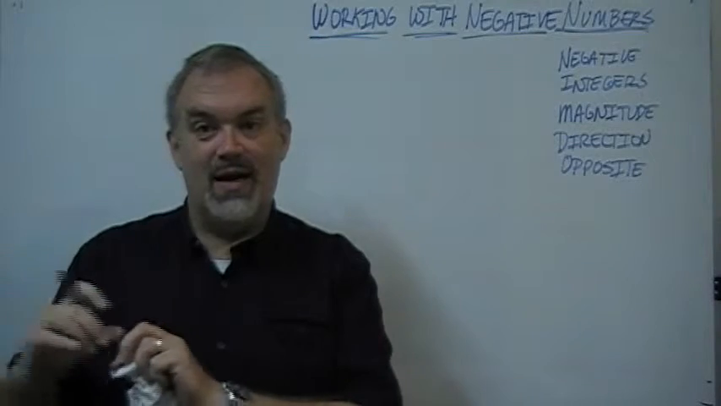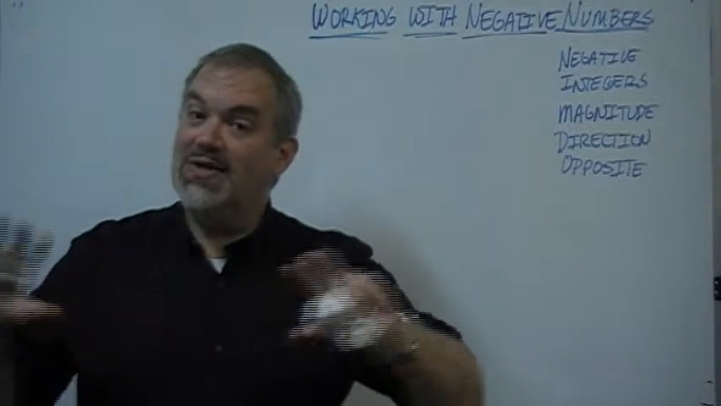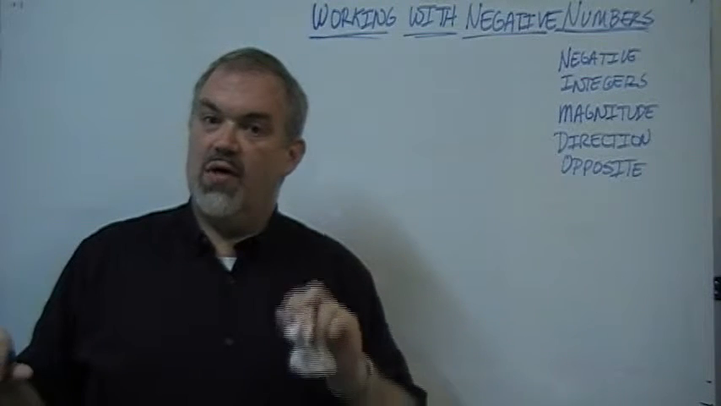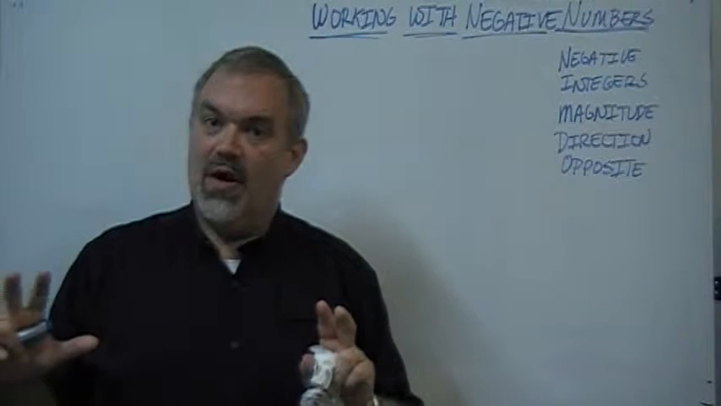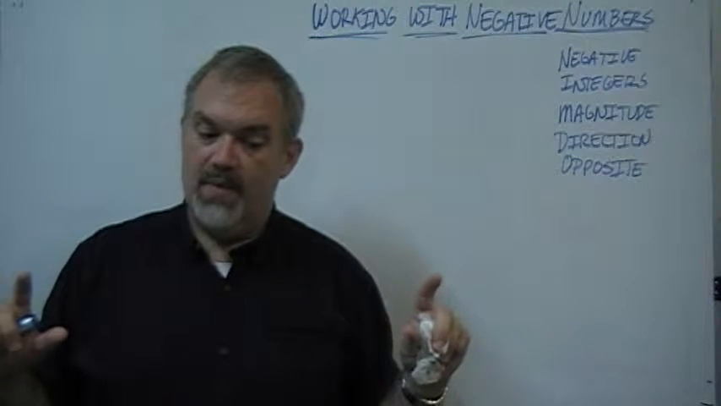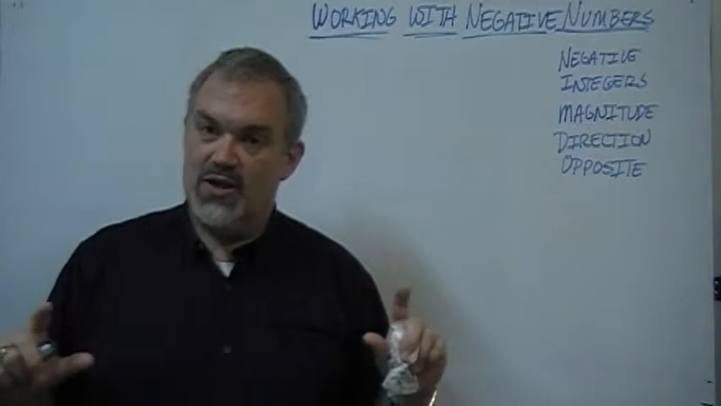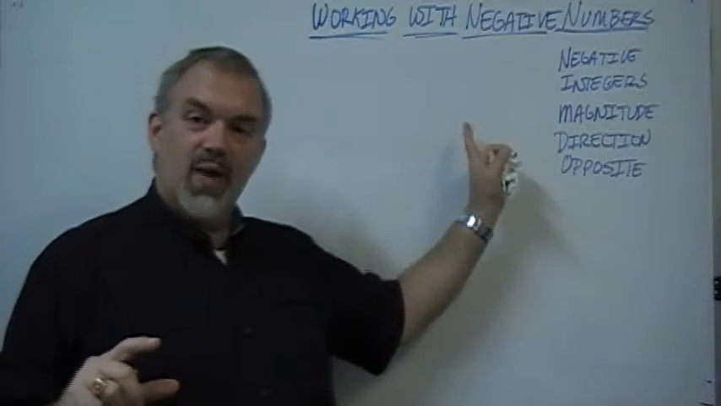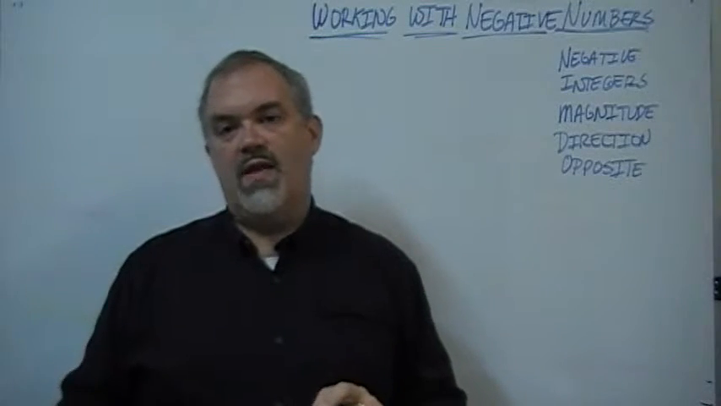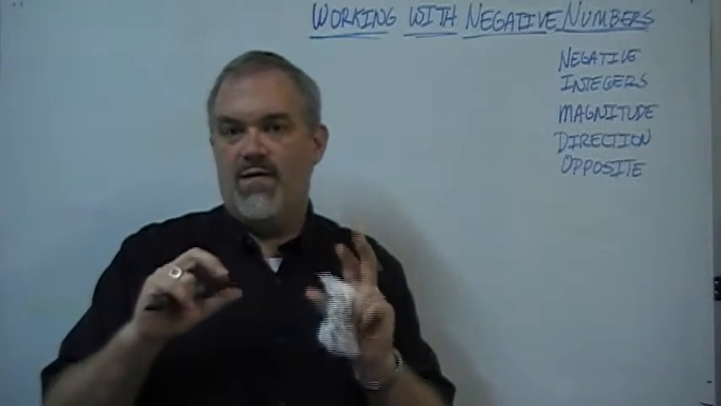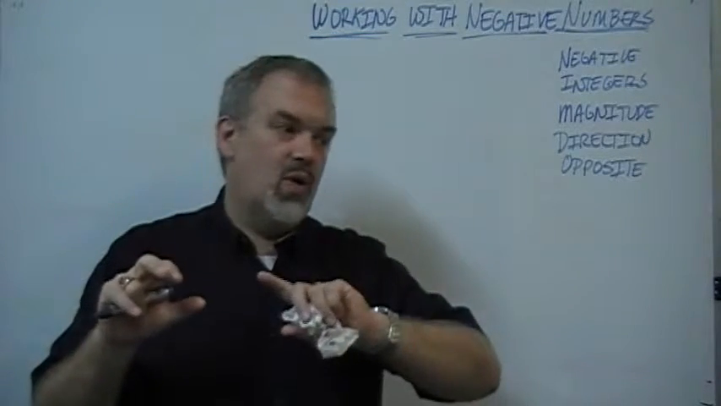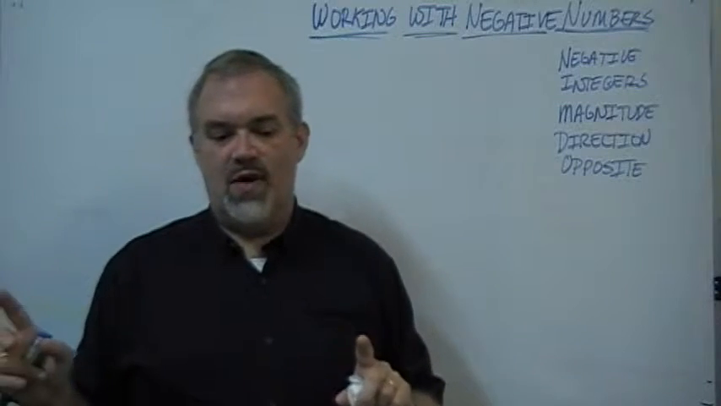The best way to think about magnitude is how far those numbers are away from 0. So 4 and negative 4 have the same magnitude. They're the same distance away from 0. And direction refers to which direction they are from 0. In other words, are they on the positive side or are they on the negative side? So again, 4 and negative 4 have the same magnitude, but they have different direction. One is a positive number, one is a negative number.